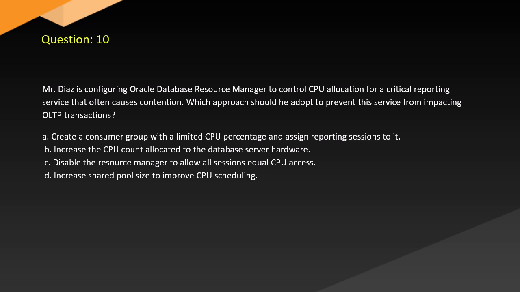A. Create a consumer group with a limited CPU percentage and assign reporting sessions to it. B. Increase the CPU count allocated to the database server hardware. C. Disable the resource manager to allow all sessions equal CPU access. D. Increase shared pool size to improve CPU scheduling.